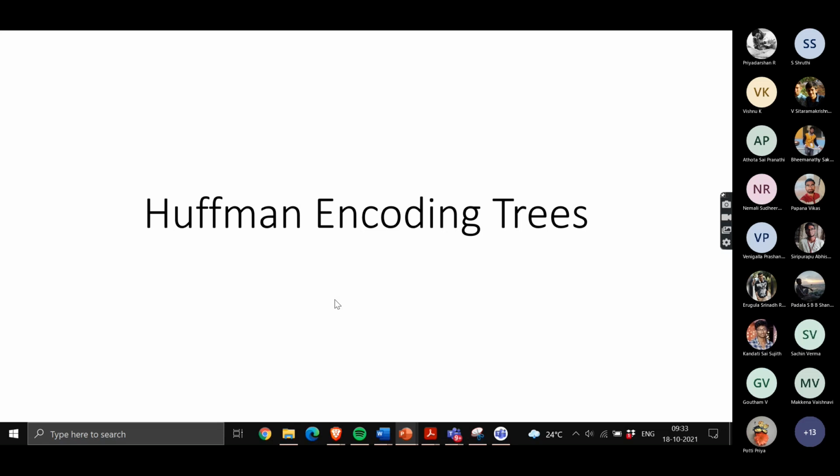Okay. So let us start. Encoding, decoding is very important when you are saving some information in a computer. For example, there are codes available like ASCII.